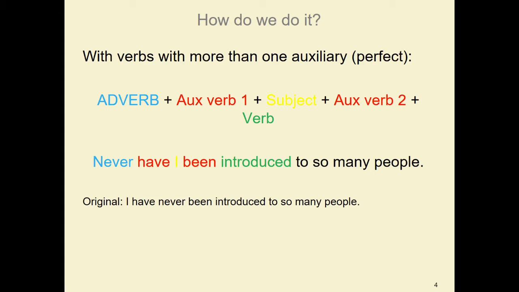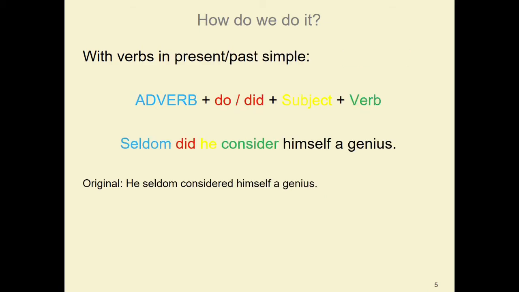So something like, never have I been introduced to so many people. We have the have before, the been after. So every time we have two auxiliaries in a verb, we're going to just put the subject in the middle. The original sentence here would be, I have never been introduced to so many people. Something very simple. But if I say, never have I been introduced to so many people, I am emphasizing this never idea.